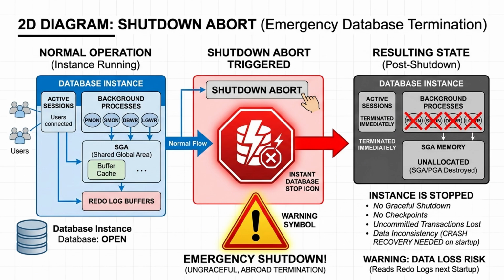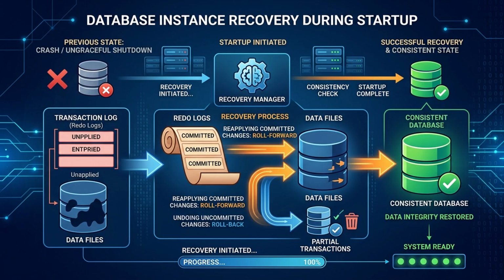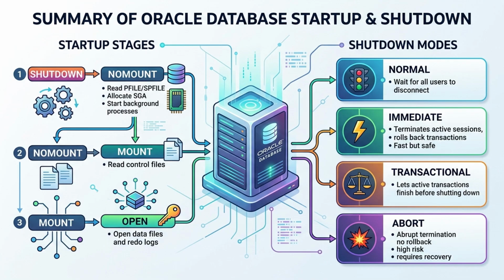This is the fastest shutdown option because the Oracle instance is terminated immediately. However, Oracle does not perform any cleanup operations or transaction rollbacks. Because of this, the database will require instance recovery during the next startup. DBAs typically use this option only in emergency situations, such as when the database becomes unresponsive or completely hung and other shutdown methods fail. Understanding how Oracle databases start and stop is a fundamental skill for every DBA.